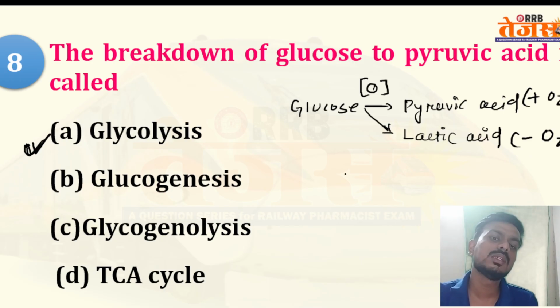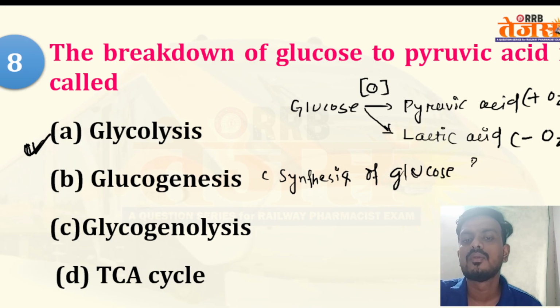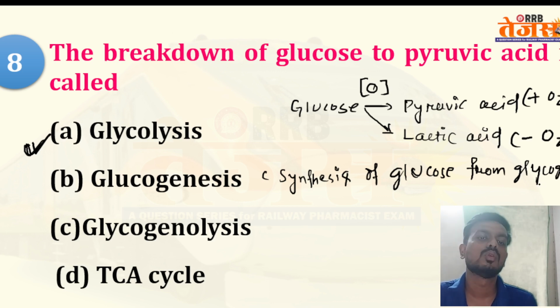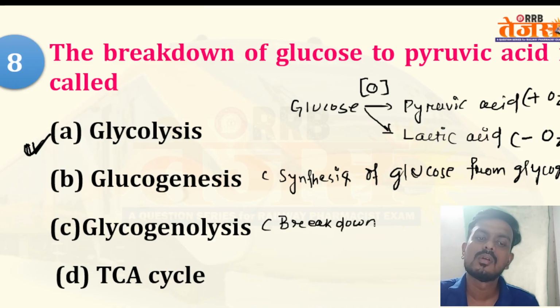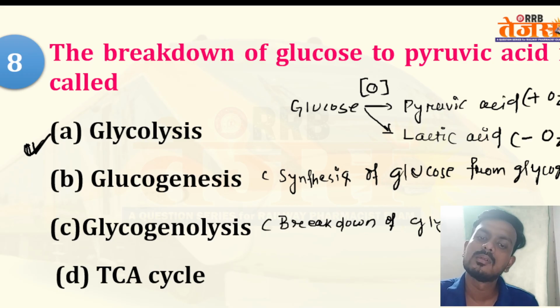What is gluconeogenesis? Gluconeogenesis means synthesis of glucose. Glycogenesis is the synthesis of glycogen, and glycogenolysis is the breakdown of glycogen.